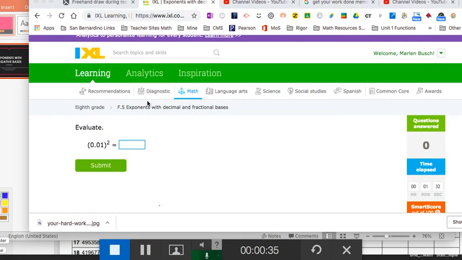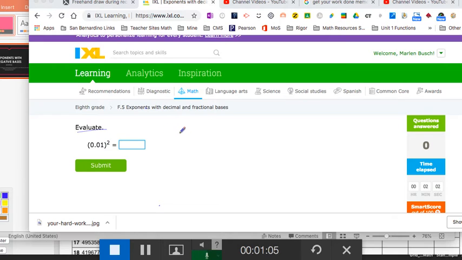Alright, so again, this is F5. I'm going to use a different pen this time. So here we go. Alright guys, so we have here evaluate, right? That means give me the value. So what is 0.01 squared? This is your tenths place, this is your hundredths place. What if you were to square 0.01?